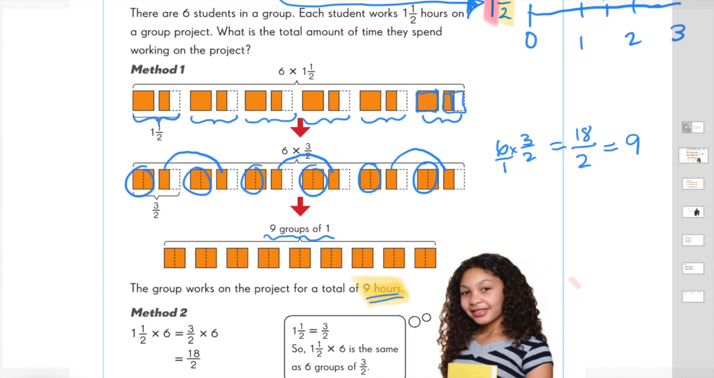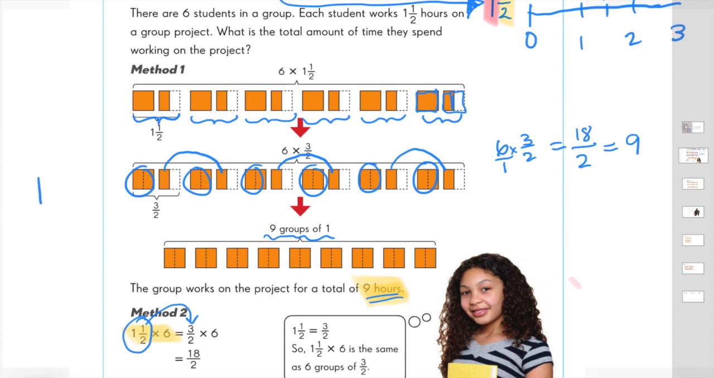Now that we've seen what this looks like visually, what 6 groups of 1.5 looks like and how we can use a visual model to help us solve, let's look at method 2. And this is using more of a standard algorithm to solve. So method 2, we still have our problem 1.5 times 6. Well, the first thing we want to do whenever we have a mixed number is to change the mixed number into an improper fraction. And so to do that, there's a couple of ways of thinking through it.